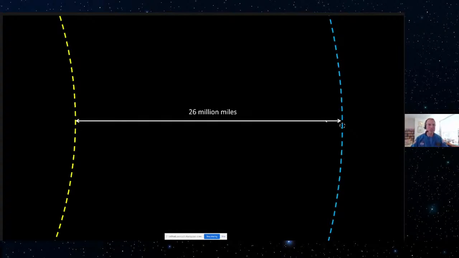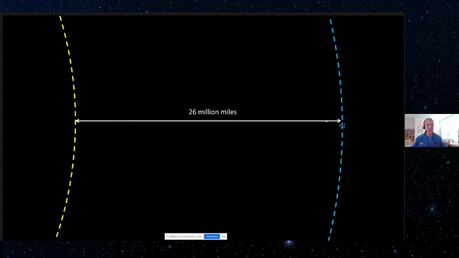Blue dashed line represents the orbit of the Earth around the sun. Yellow dashed line represents the orbit of the planet Venus around the sun. Every couple of years, Venus laps us, comes in between the sun and us, and actually it came directly between the sun and us in 2012.